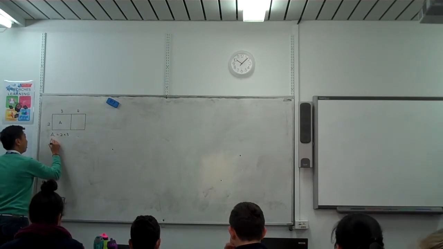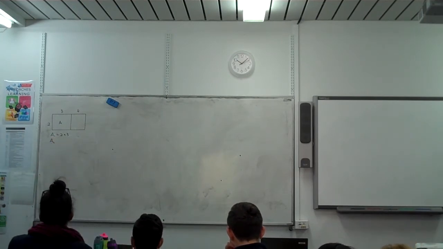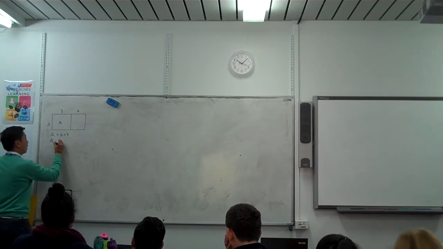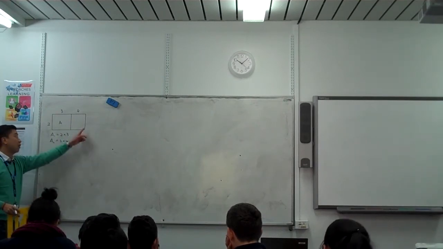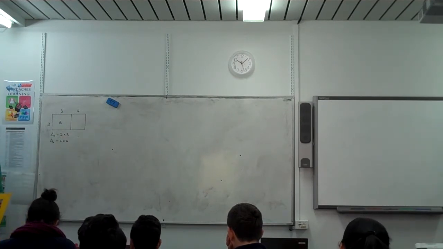Alright, now, how about A2? Area 2. It's 2 times 4. Alright, is that correct? Yes, good. So that is 2 times 4. It's the same. Length times width. Okay, so this side is 2. So 2 times 4. Okay, very good. Any other questions?